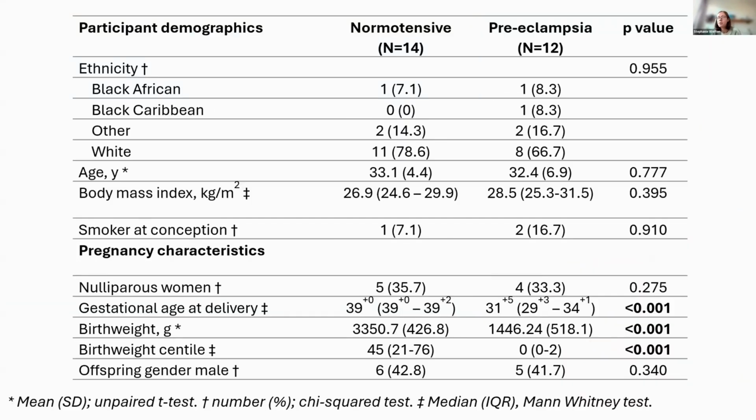To test this, we recruited women undergoing caesarean section who had uncomplicated normotensive term pregnancies or a clinical diagnosis of preeclampsia according to the ISSHP definition. As expected, women with preeclampsia delivered earlier and had significantly smaller babies than those without.